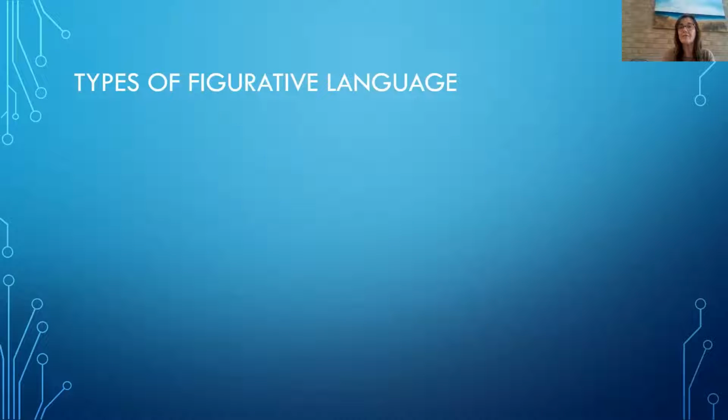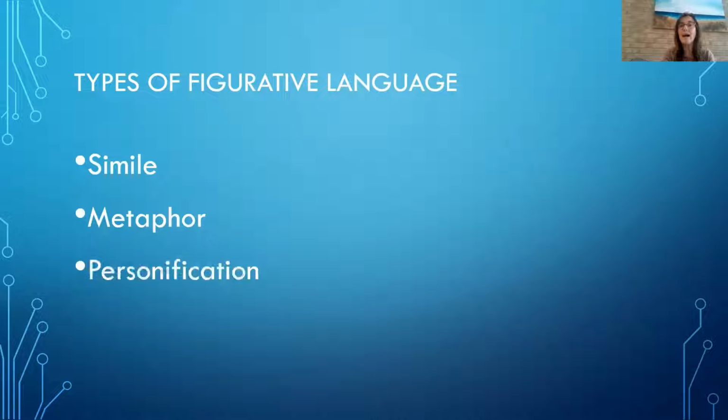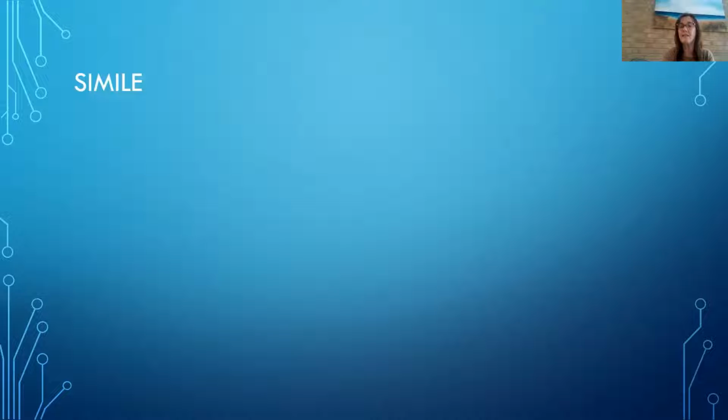Okay, today we're going to be looking at 3 different types of figurative language: simile, metaphor, and personification. Let's have a look at the first of these, simile.